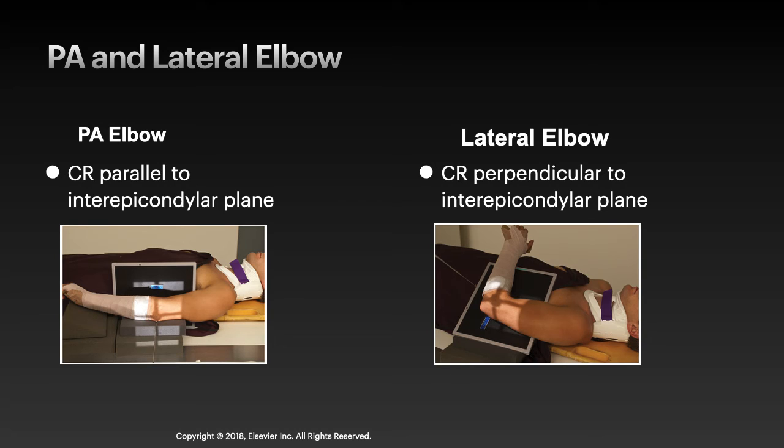PA and lateral elbow. PA elbow, the CR is parallel to the inner epicondylar plane. You can see in the image on the left that they have elevated the elbow so that there is no foreshortening of either part of the forearm or the humerus. On the lateral elbow on the right, the CR is perpendicular to the inner epicondylar plane. You'll notice that the CR is actually angled for this patient since the patient cannot position appropriately.